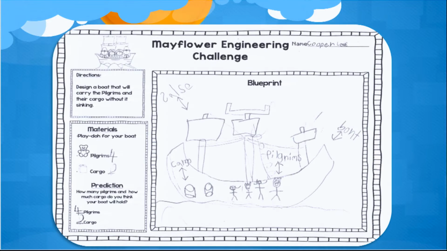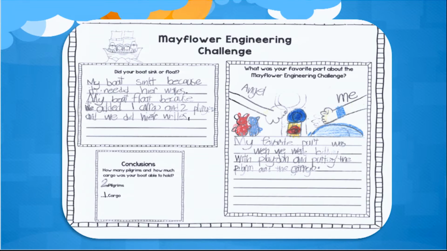Again, we started with our blueprints. Afterwards, we had our reflection. Did your boat sink or float? My boat sank because it needed higher walls. My boat floated. We did this activity twice because the first time they all sank. My boat floated because we added one cargo and two pilgrims. And we did higher walls.